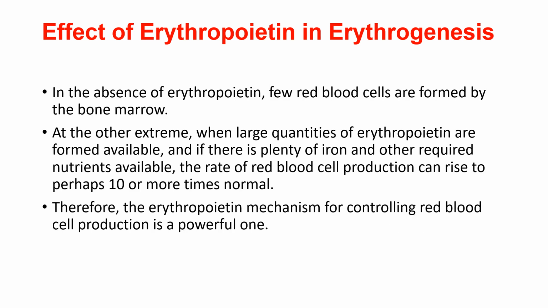In the absence of erythropoietin, few red blood cells are formed by the bone marrow. At the other extreme, when large quantities of erythropoietin are available and if there is plenty of iron and other required nutrients available, the rate of red blood cell production can rise to perhaps 10 or more times normal. Therefore, the erythropoietin mechanism for controlling red blood cell production is a powerful one.